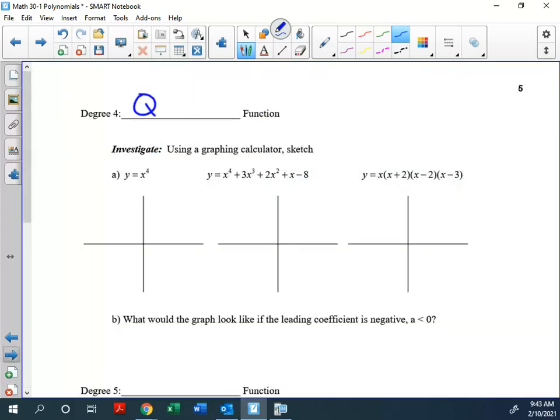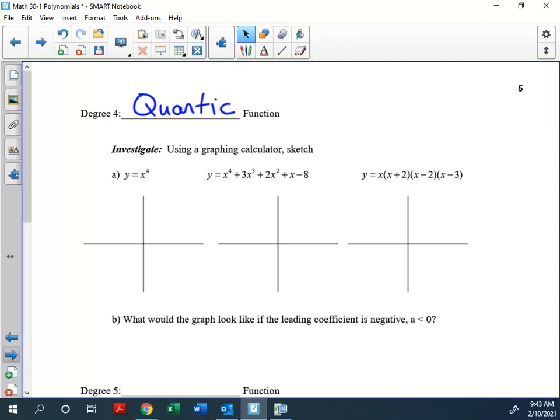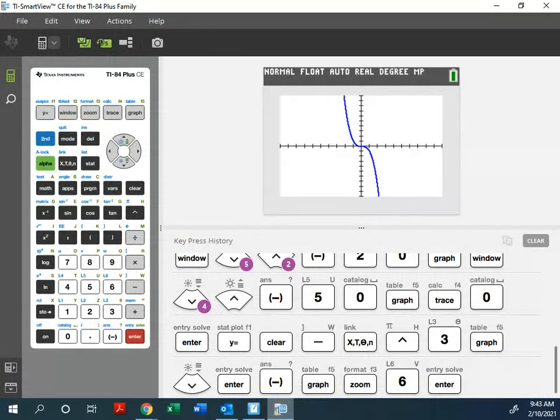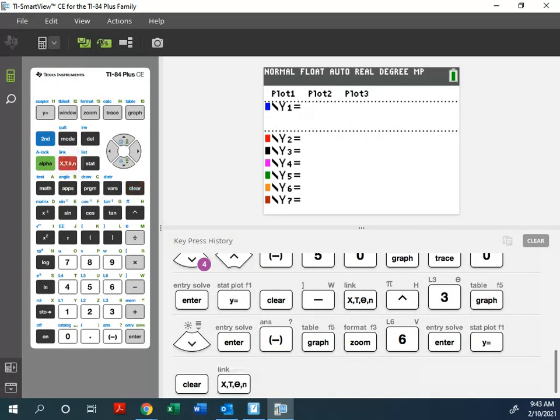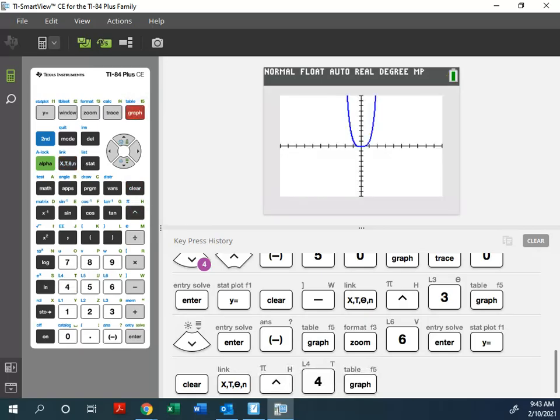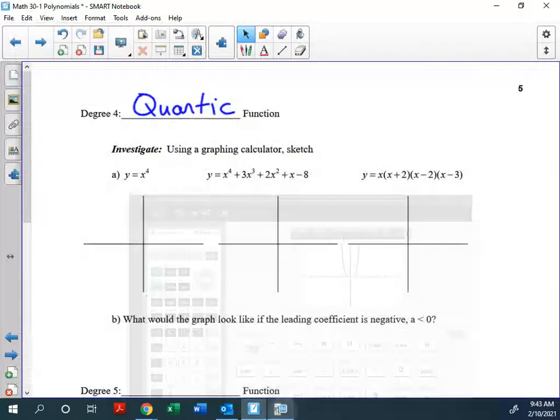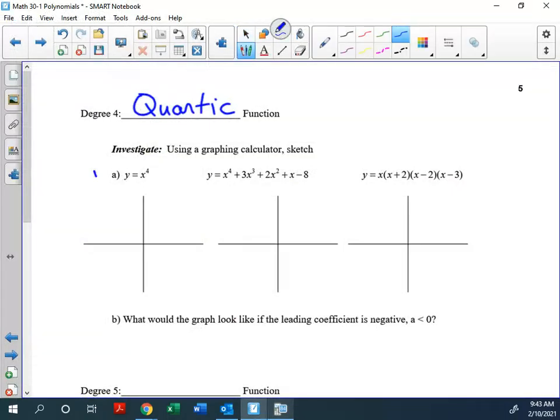Okay, degree 4. This is quartic. All right. New base graph. Let's take a look. So if I have x to the power of 4, what does that look like? It looks like a parabola, doesn't it? Now, it's a little bit different than the parabola. Do you see how that's a little bit flatter? So it's like a parabola, but it's not perfectly a parabola. It has the same behavior, but it's a little bit flatter.